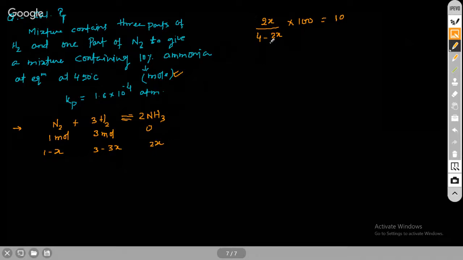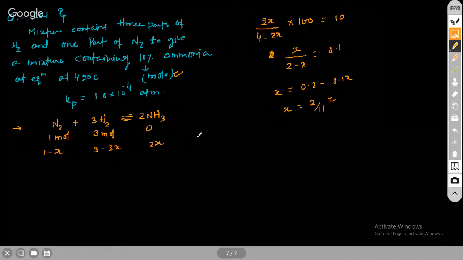Now from this you can find out x, right? And when you solve this, 2 and 2 will get cancelled. So x divided by 2 minus x is equal to 0.1. So x is equal to 0.2 minus 0.1 into x. So x is equal to 2 by 11 we are getting. This is the value of x, 2 by 11. Correct. Now it's simple.